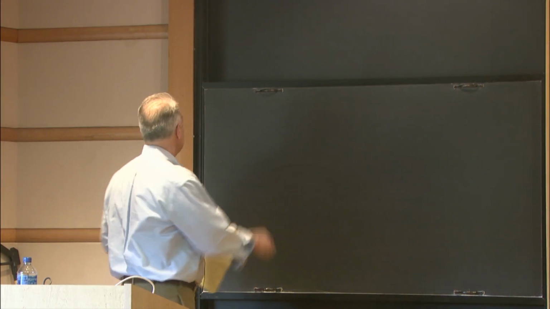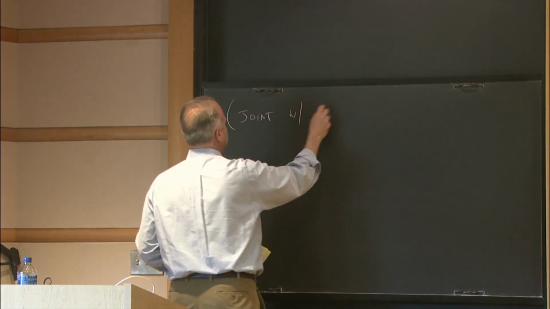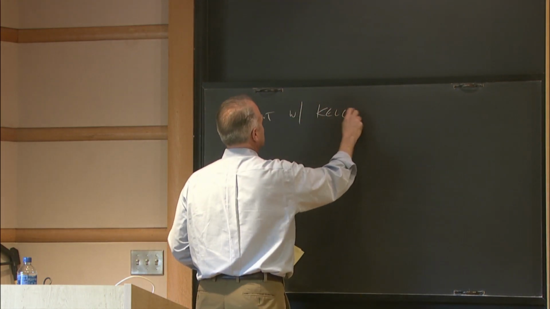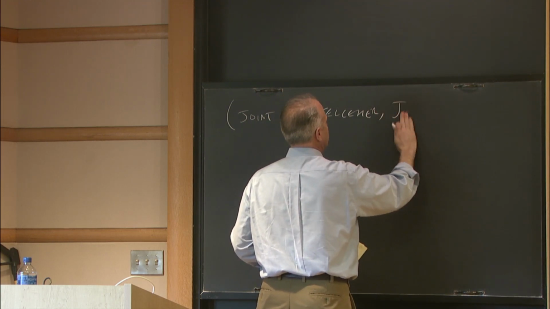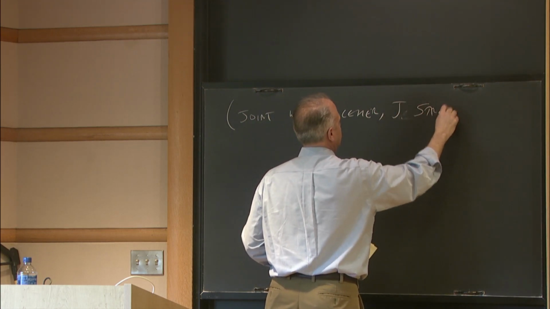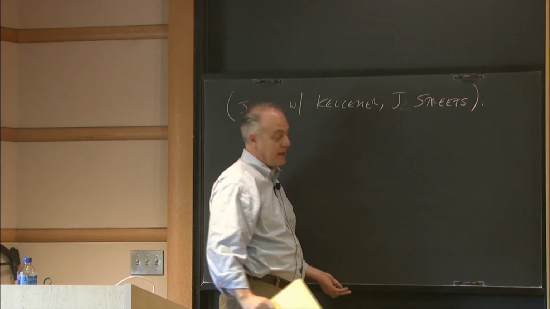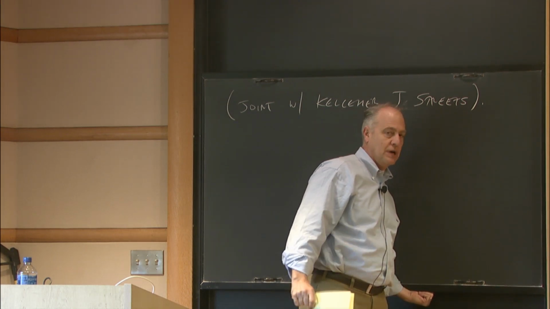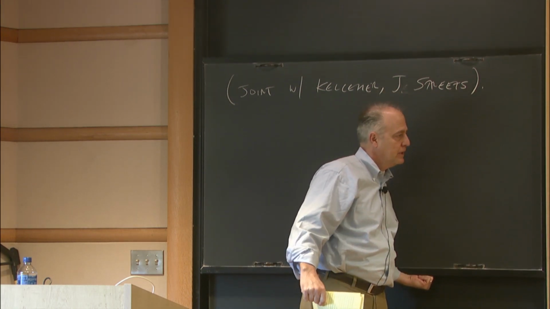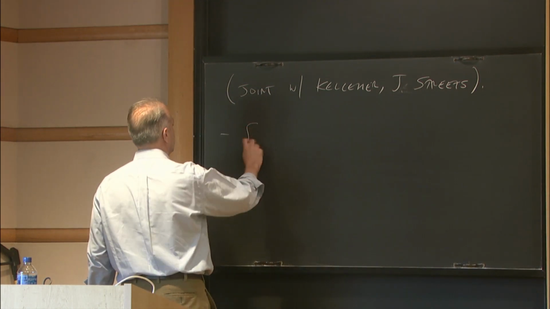So I should say at the outset, although I'll repeat this, this is joint with Casey Kelleher, who's here, and Jeff Streets. I'm not a gauge theorist, so I view these more or less as some ideas in spectral geometry applied to gauge theory. But let me set up the picture here.